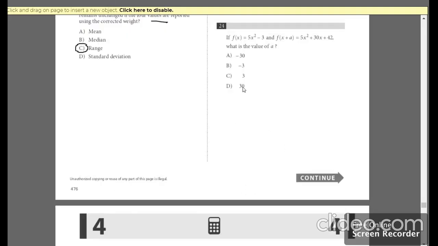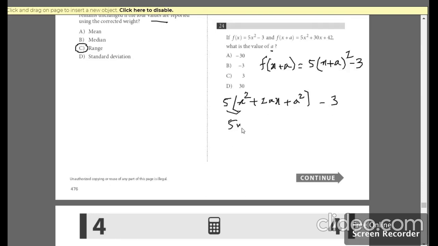Moving on to the next question, we've got f of x, a function given, which is x square minus 3, and they're asking f of x plus a equals this one, and to get the value of a. So just plug in x plus a in the given function, f of x plus a, which is exactly equal to 5 times x plus a whole square minus 3. Upon expanding this with a plus b whole square, we are going to get x square plus 2 times ax plus a square minus 3. Just multiply it with 5: 5x square, 5 times 2 is 10ax, plus 5 times a square minus 3.